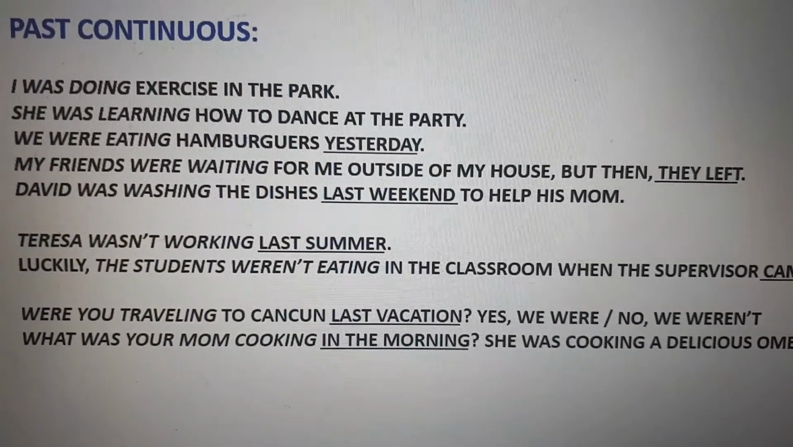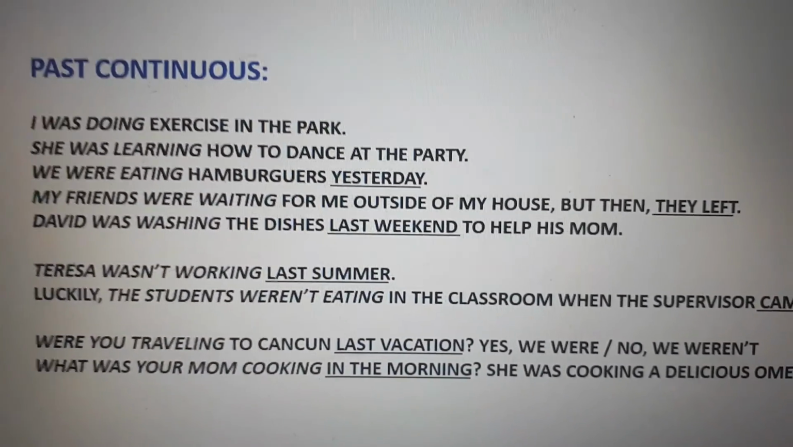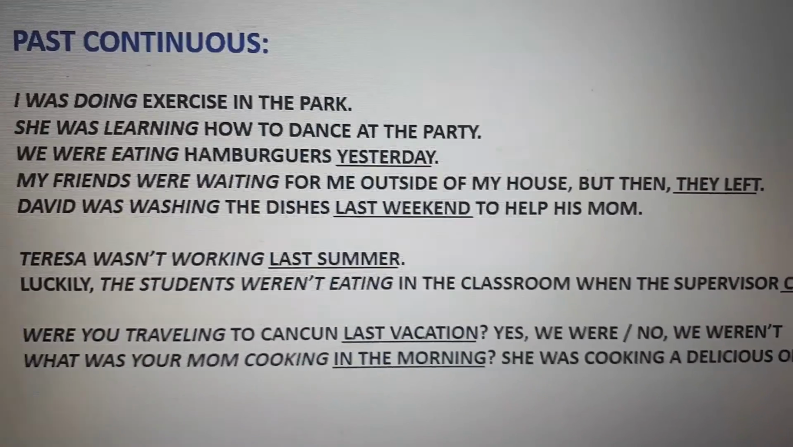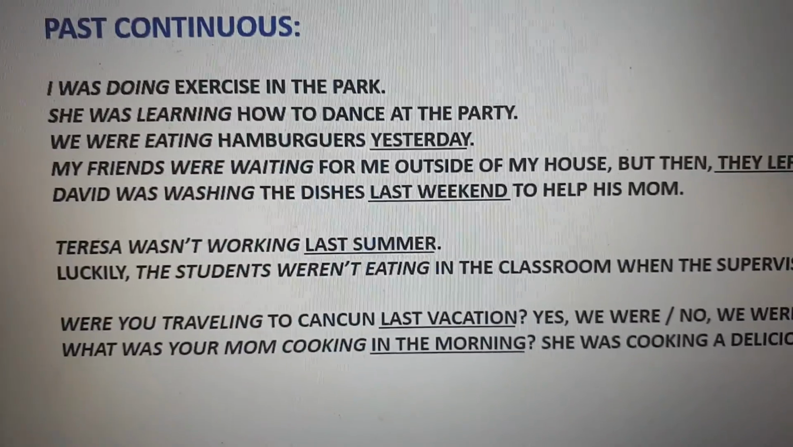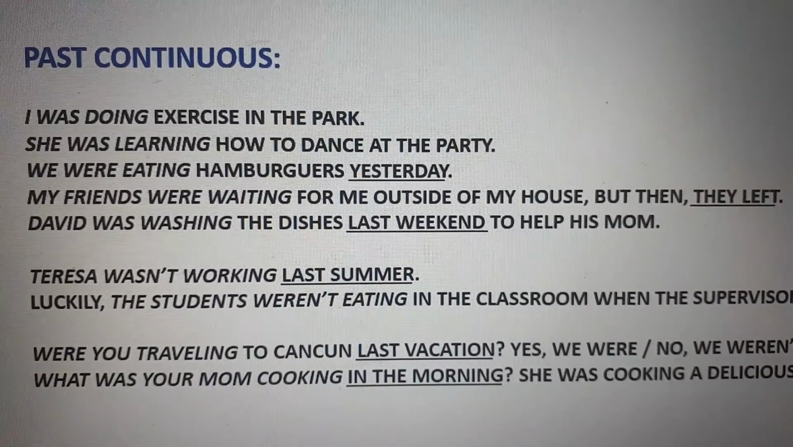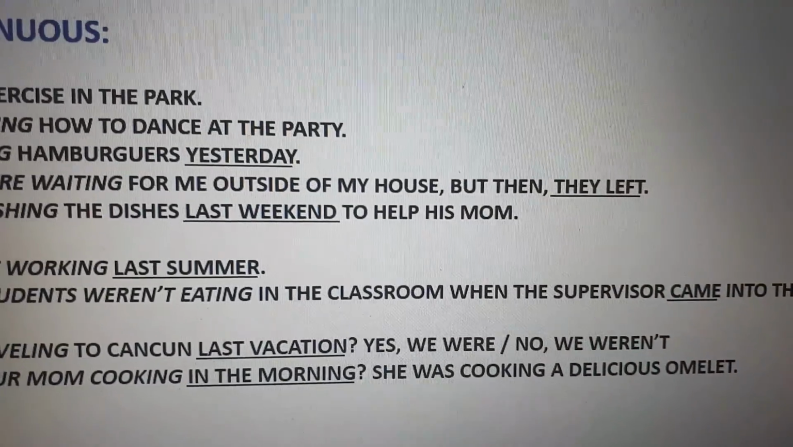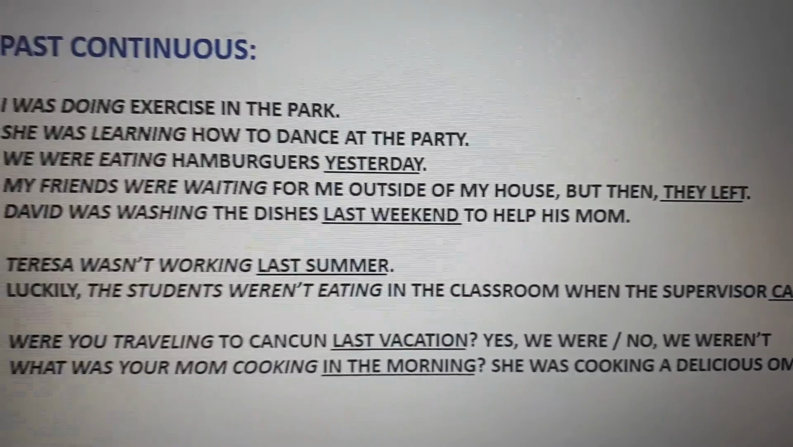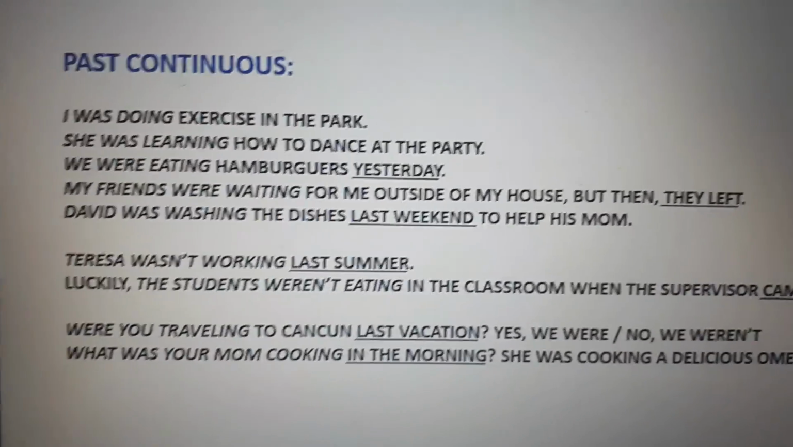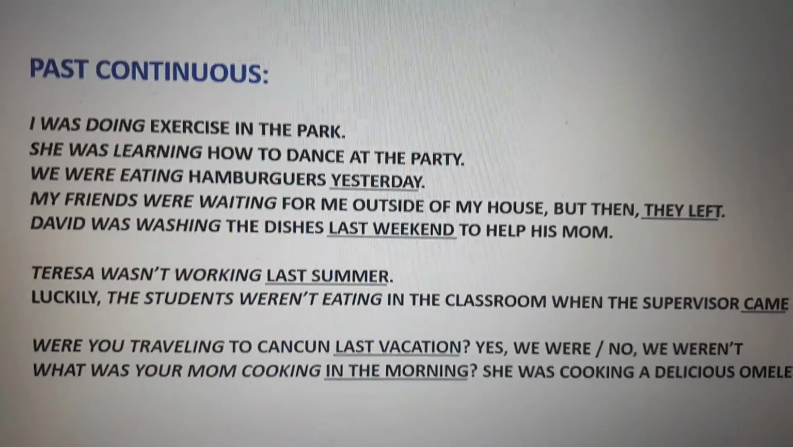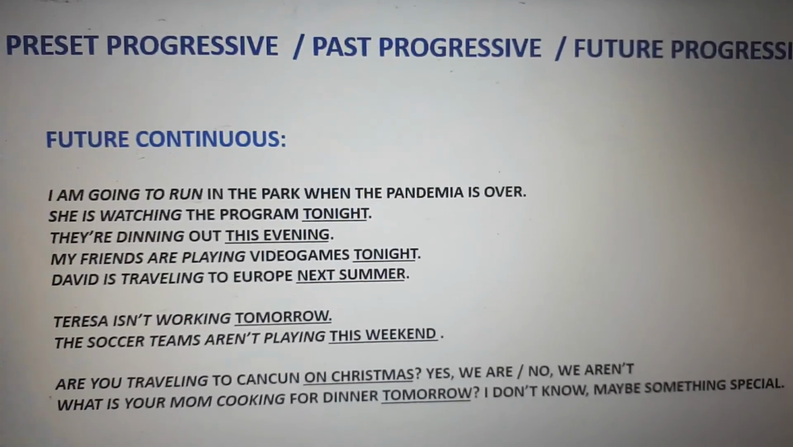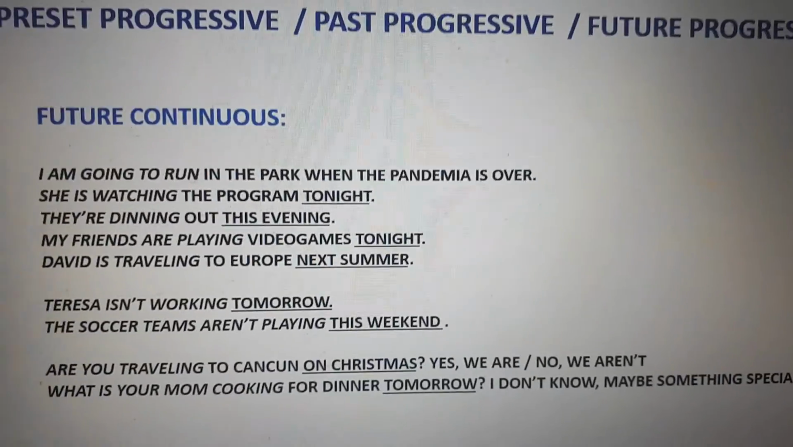Okay? And for question, remember that the question begins with the auxiliary. Were you traveling to Cancun last vacation? Yes, we were. No, we weren't. If we have a WH question, what was your mom cooking in the morning? She was cooking a delicious omelette. Okay? So remember, was is for singular, were is for plural, according to the pronouns or the subject or the names. That is the auxiliary that we're going to select.